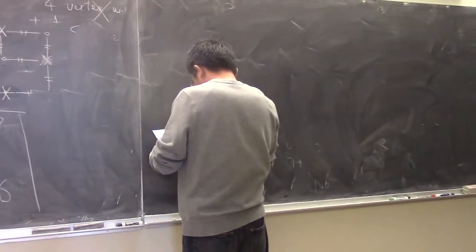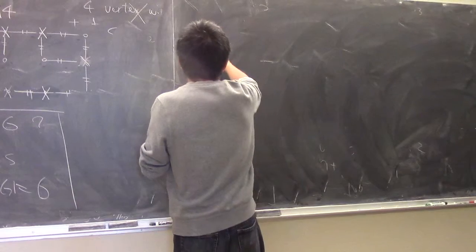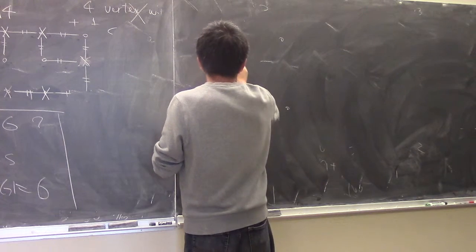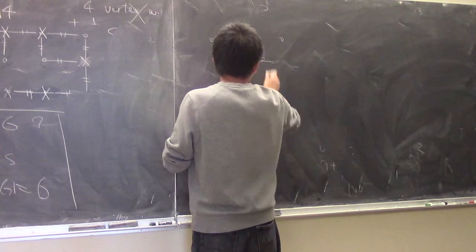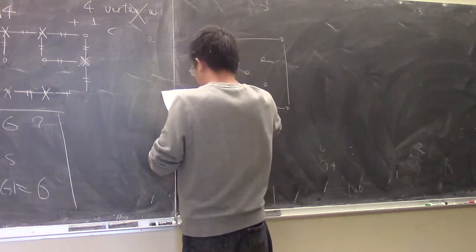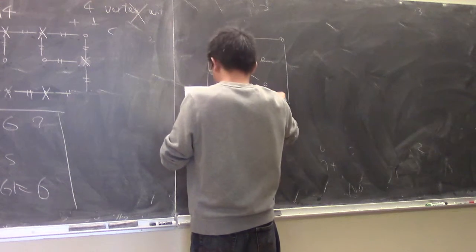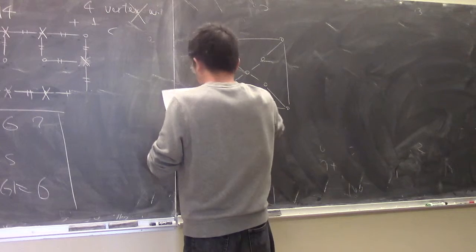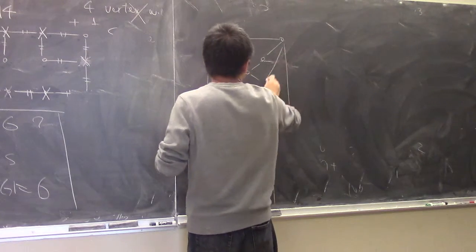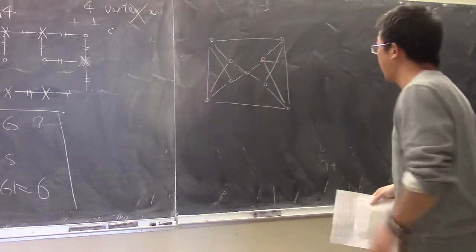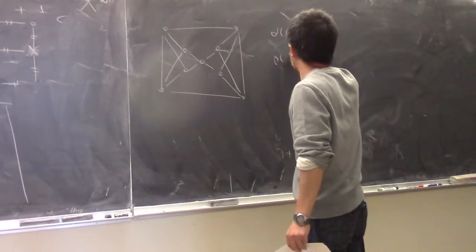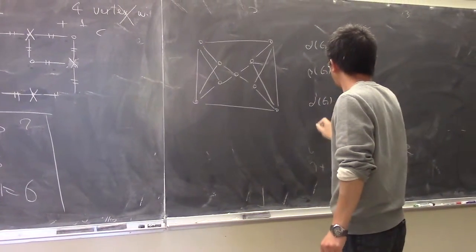Say I have the following graph. Okay, so I have the following graph. I want to know what is my alpha G, beta G, and alpha prime G, and beta prime G.